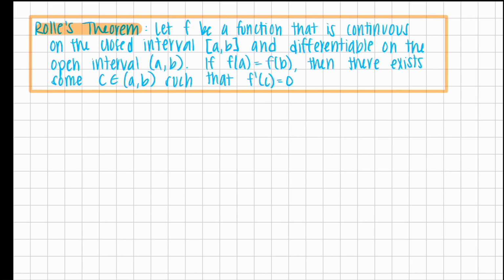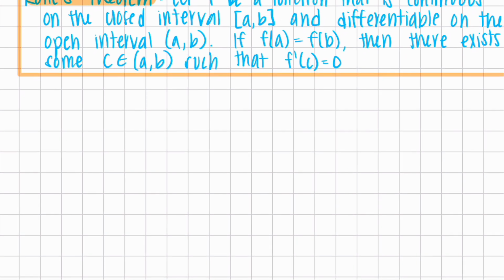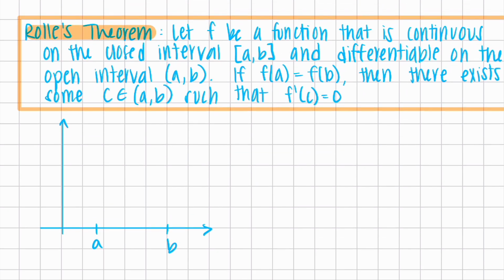So let's draw a picture for this because I feel like that's going to make it make more sense. So I'm just going to draw some graph. And let's say I have some x value a and some x value b. And in Rolle's theorem, it says that f of a equals f of b. So I'm going to pick some y value and say that that's both f of a and f of b. And so I'm going to have my points there.